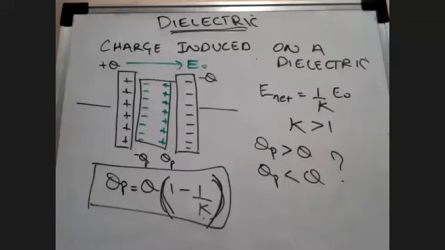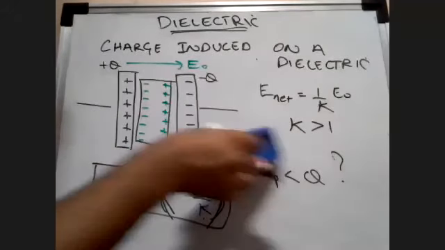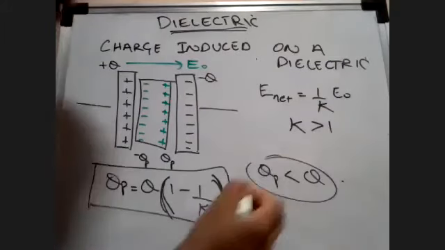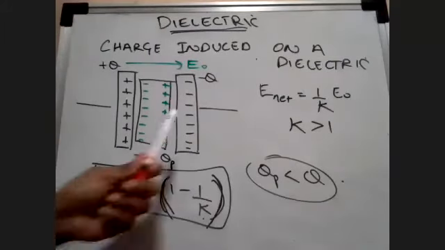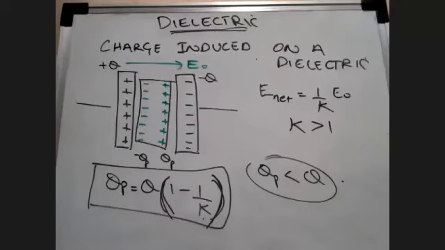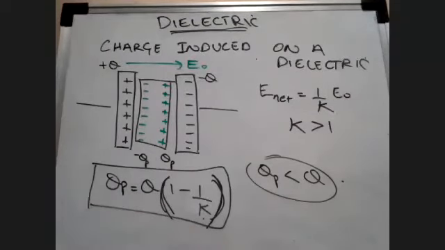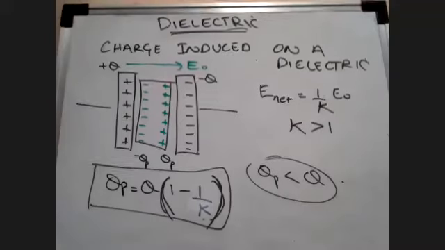So ultimately what we come to know is that the charge developed on the dielectric is going to be lesser in magnitude than the charge developed on the capacitor plates. Okay, clear everyone?